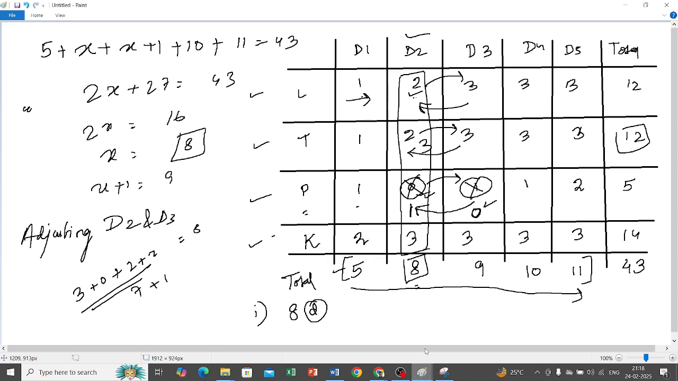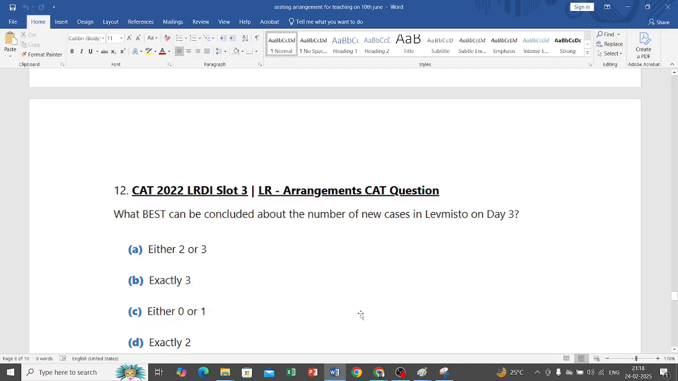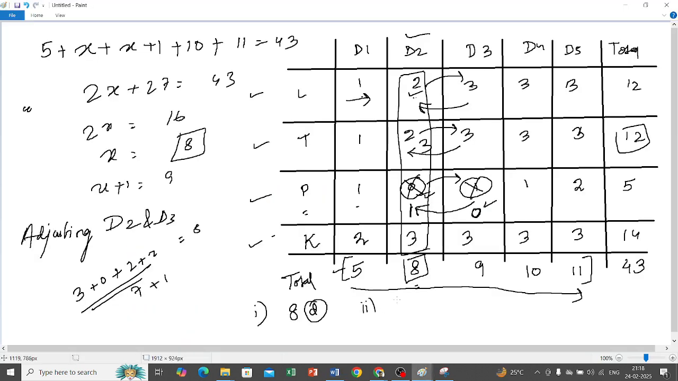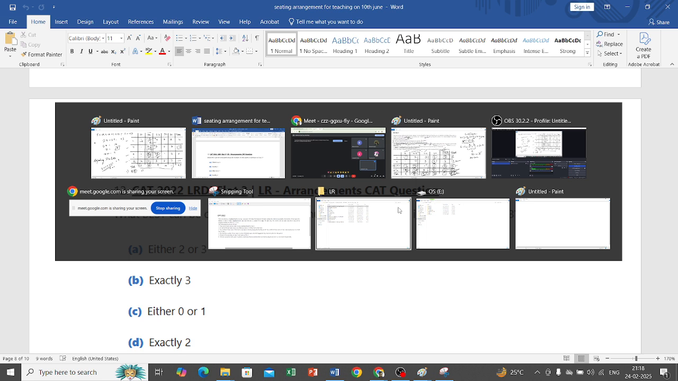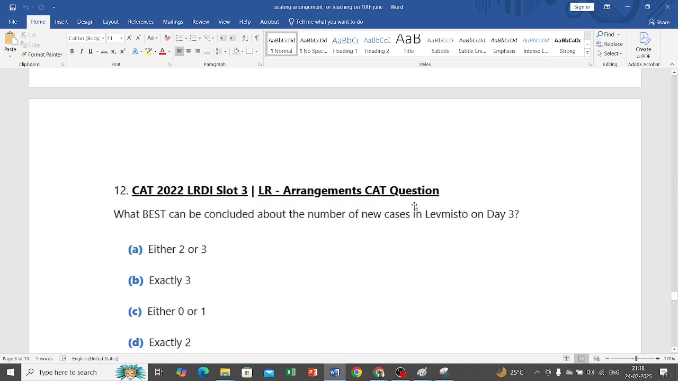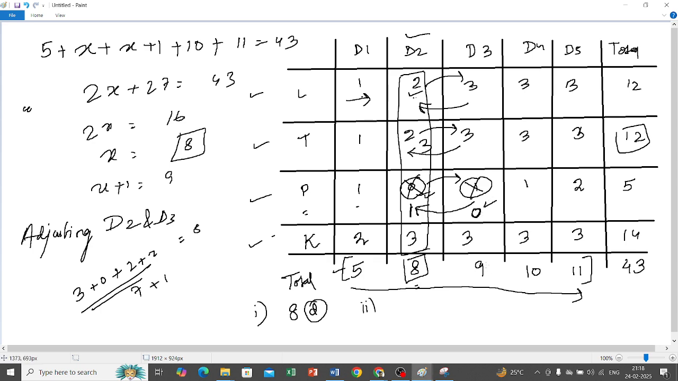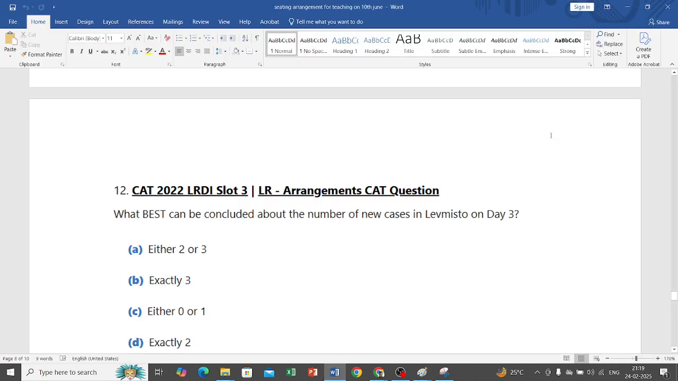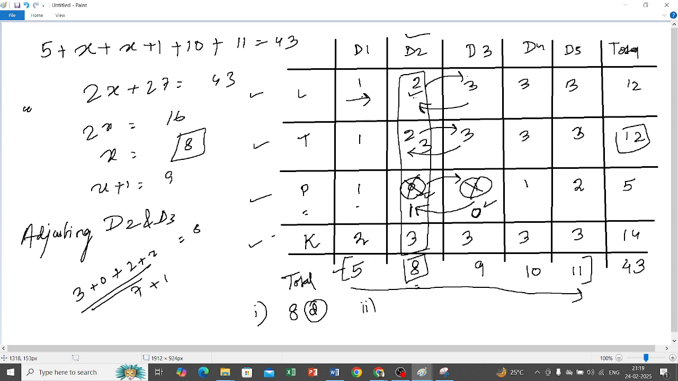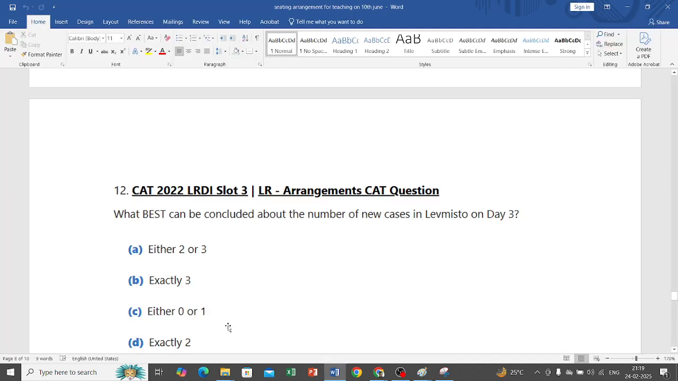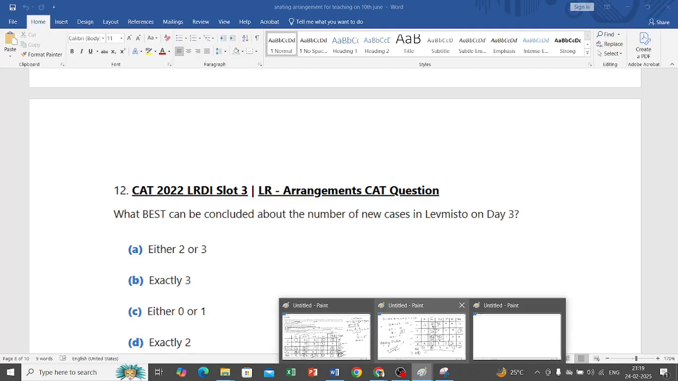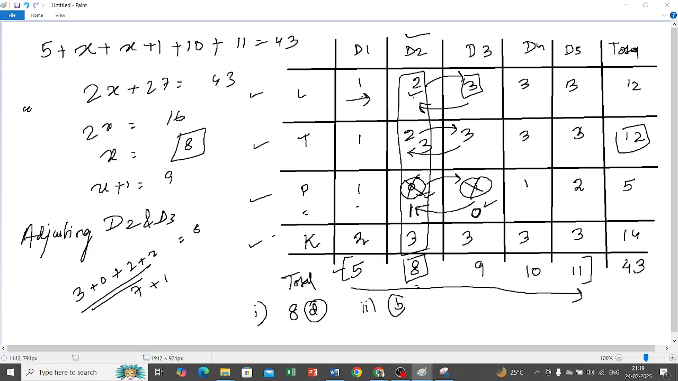Let's come to question number 2. What best can be concluded about the new cases in L on day 3? On day 3, what is the total number of cases? L is this, day 3 is this. 3 cases. So exactly 3. So that means B is the answer. Exactly 3.